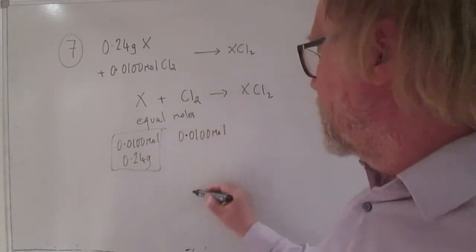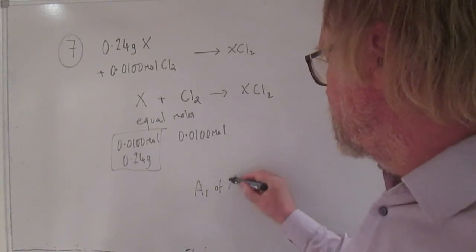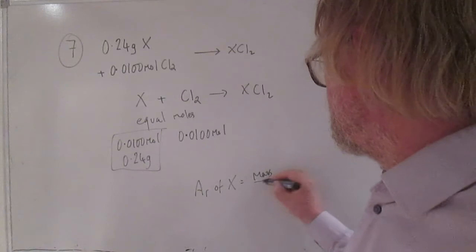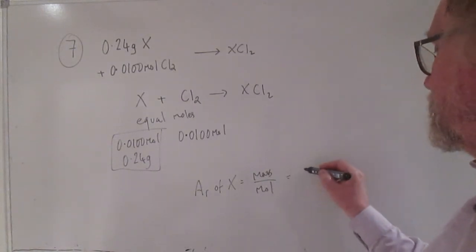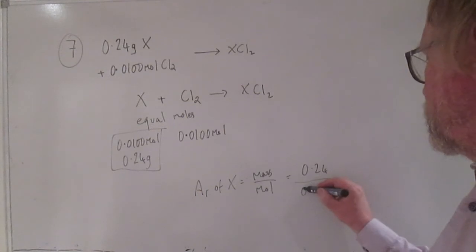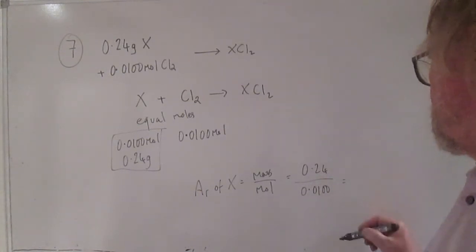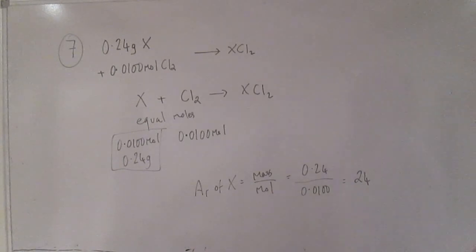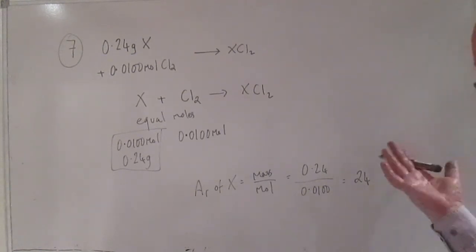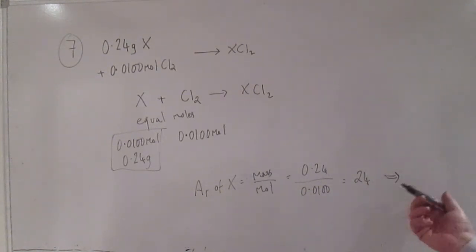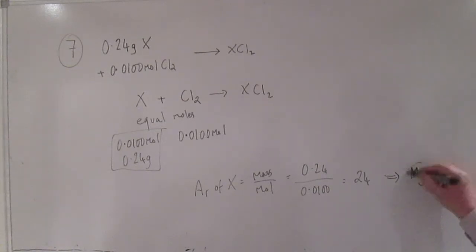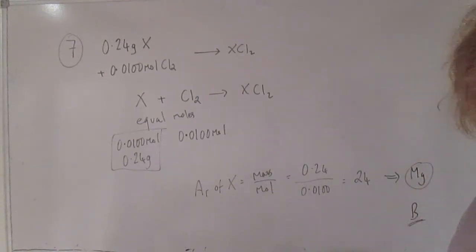So therefore you can get the Ar of X is mass over moles, which is 0.24 over 0.01, which is 24. And so you just find the element whose Ar is closest to 24, and the answer is magnesium, which is 24.3, but we've only got this number to 2 significant figures, so therefore that fits. So the answer is magnesium, and therefore the answer is B for that one.